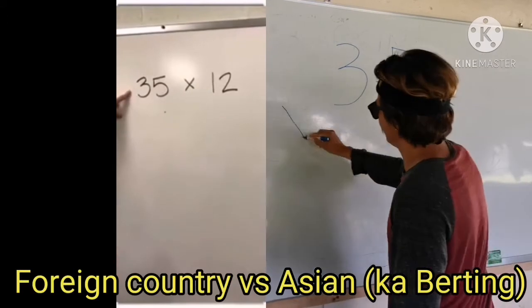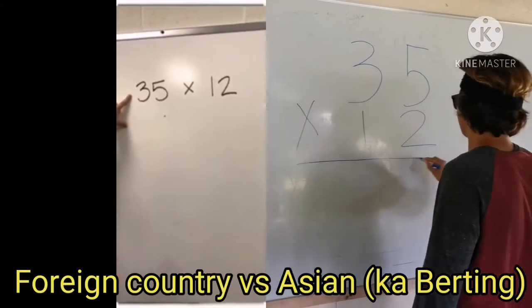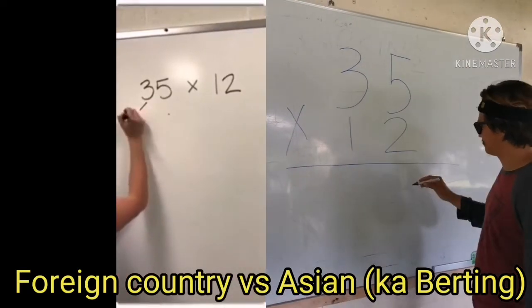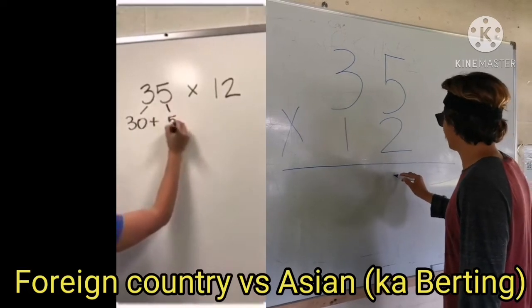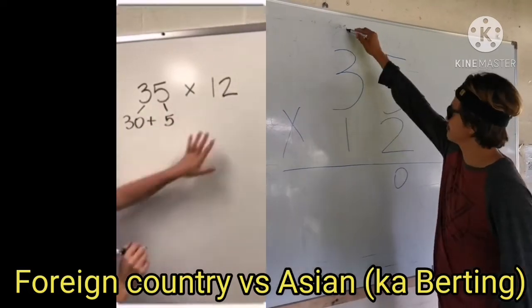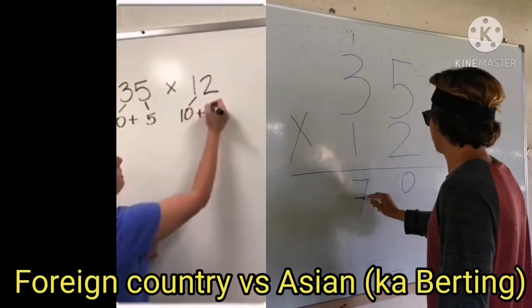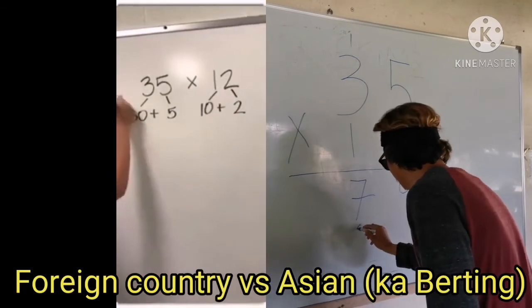The first thing we need to do after that is expand these two numbers. We need to break it down into its tens and its ones. I've got three tens, which is 30, and five ones, so that is 30 plus 5. 12 is 1 ten plus 2 ones. Okay, so that's step one.